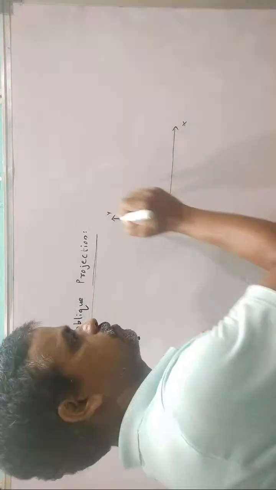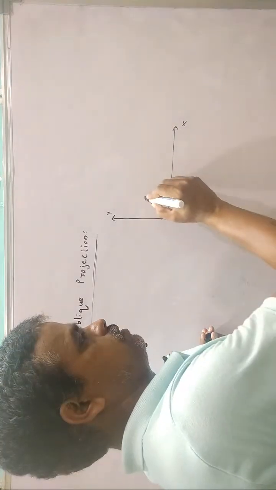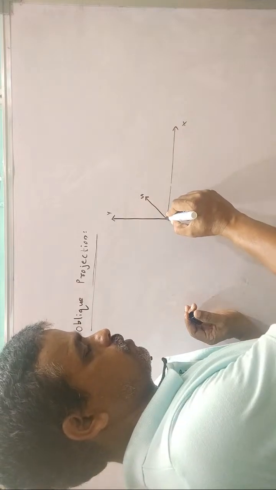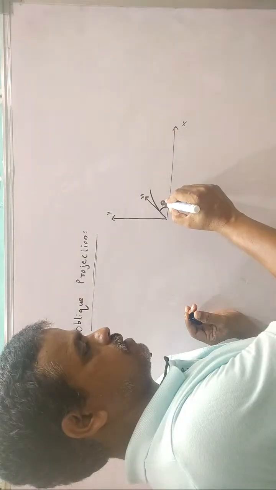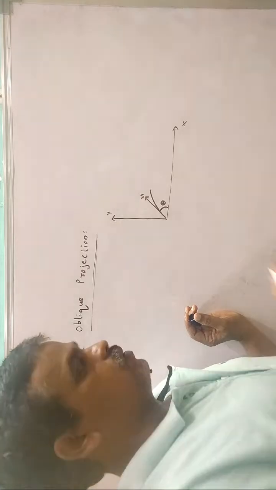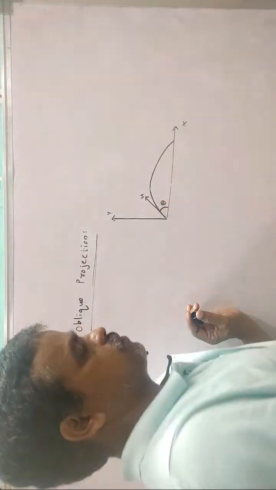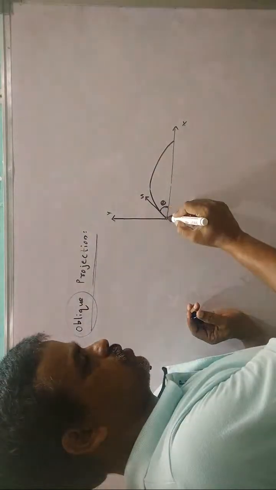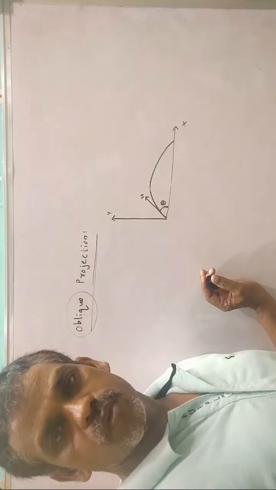This is x-axis, this is y-axis. So we are projecting a body with velocity u. The velocity vector makes angle theta with the x-axis. So you can call this oblique projection. Oblique means it should make some angle with the x-axis.